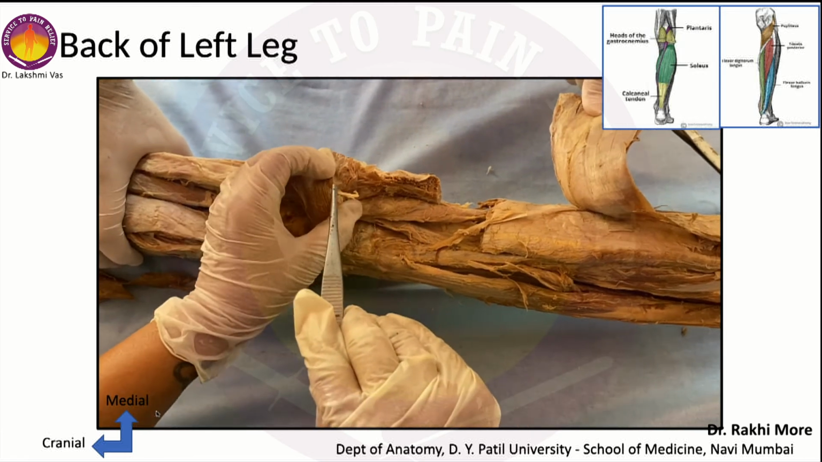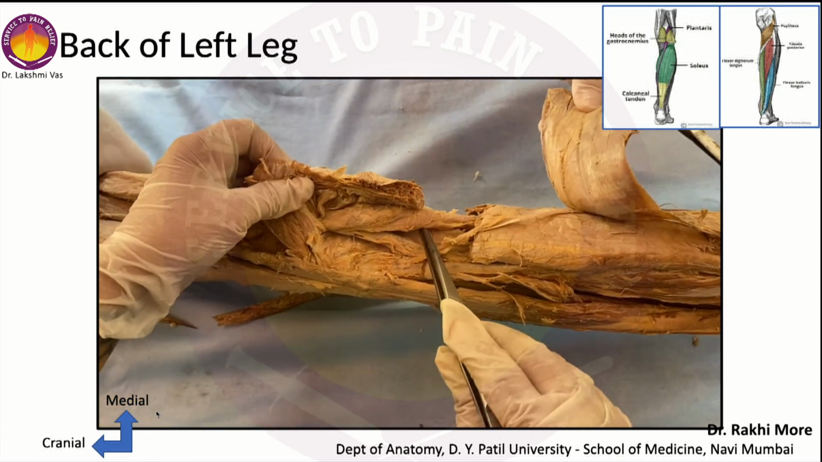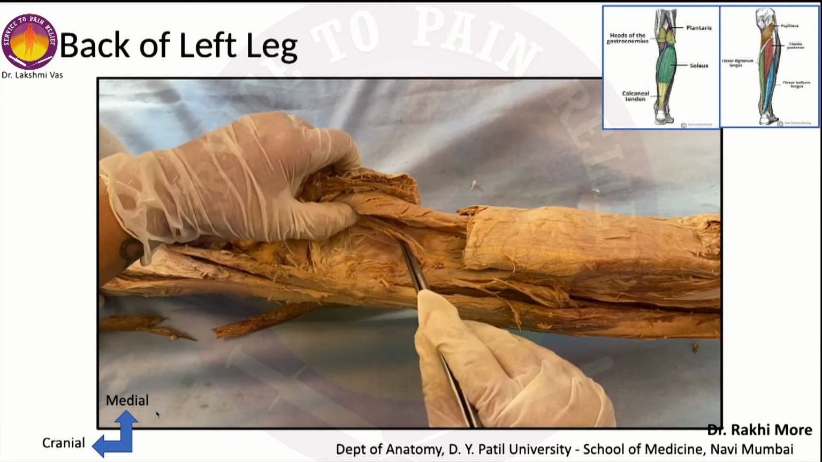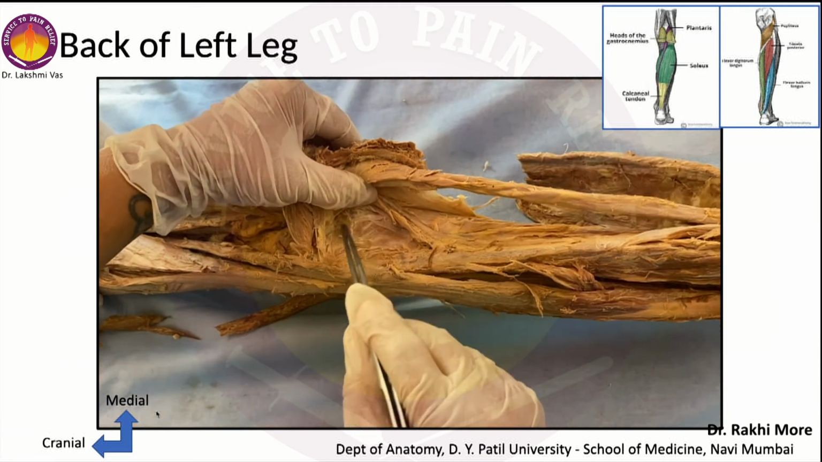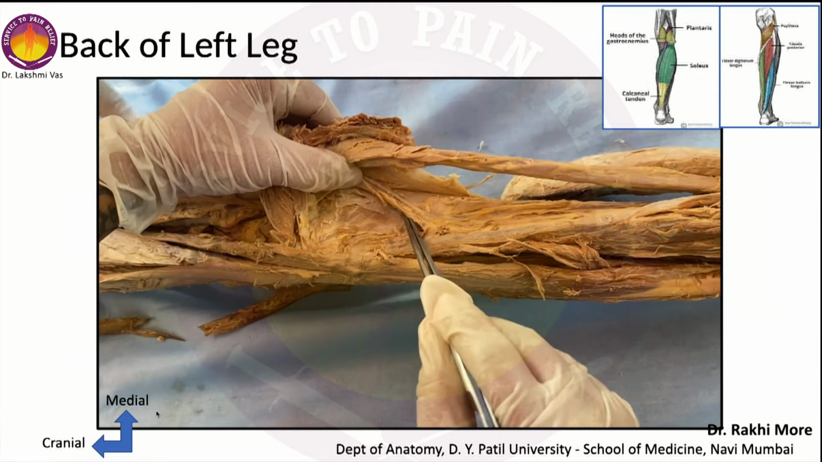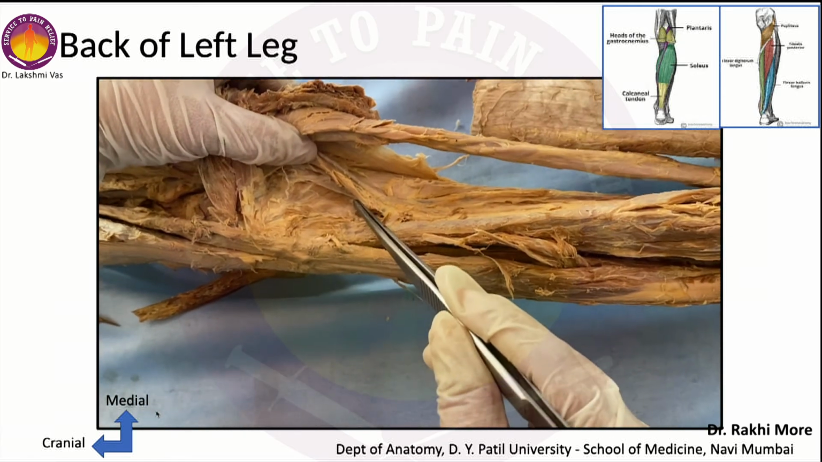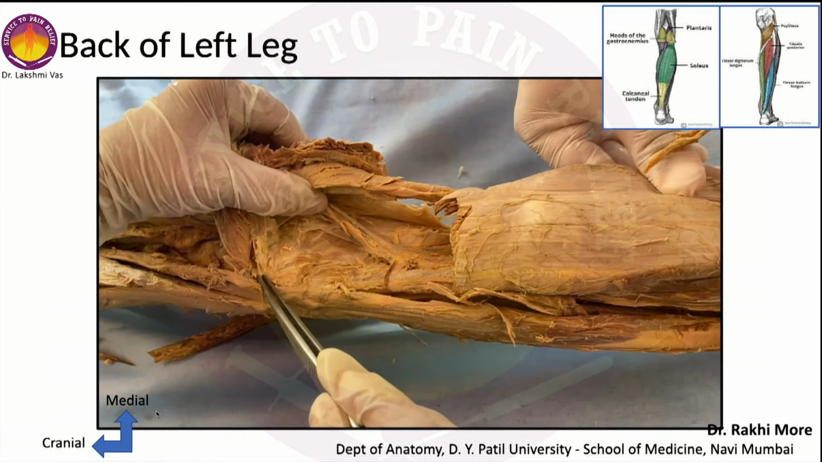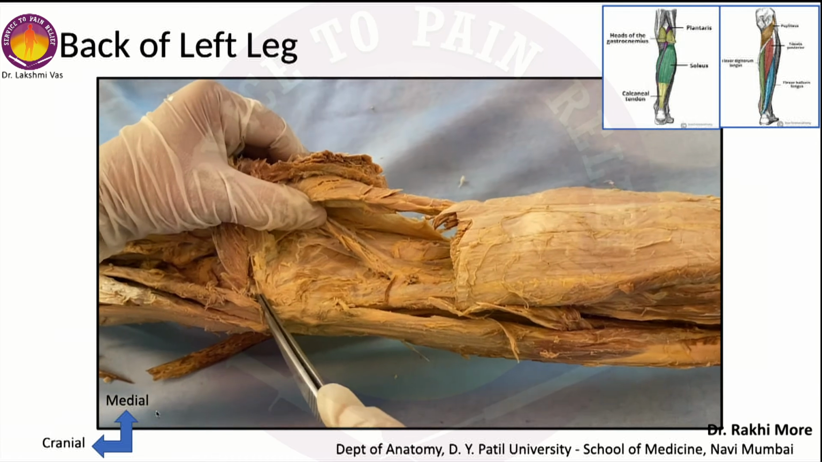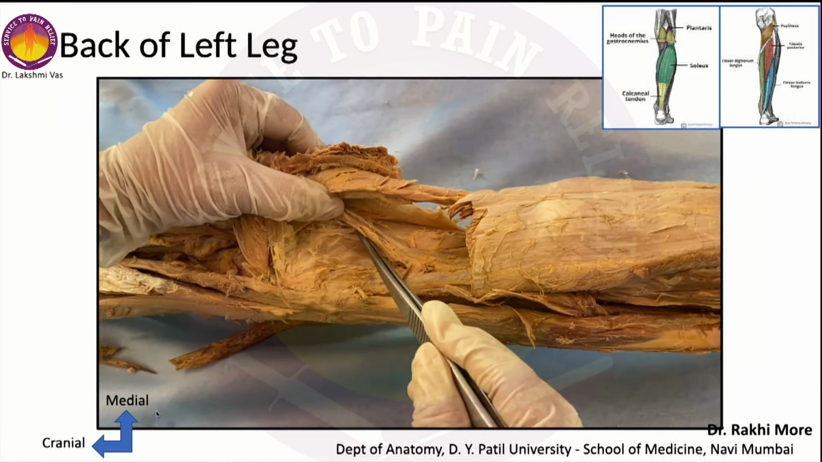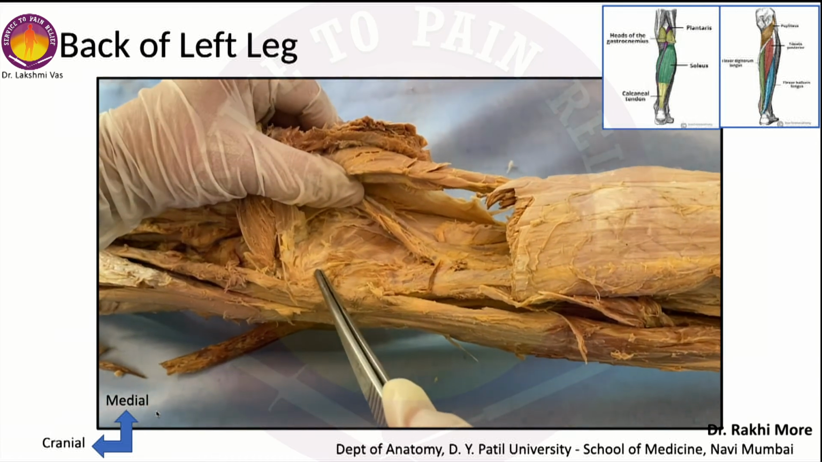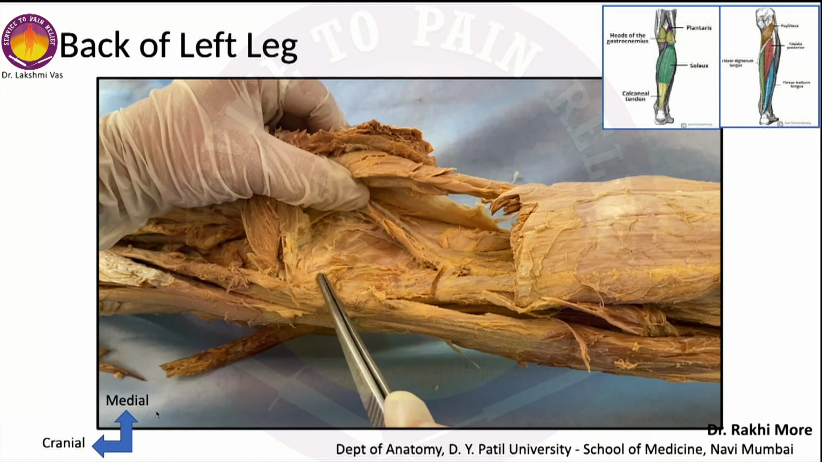Once we reflect the plantaris, we can see the popliteus muscle forming the floor of the popliteal fossa. You can see these are the fibers of the popliteus muscle. It takes origin in the form of an intracapsular tendon, and these are the fibers of insertion on the posterior aspect of the tibia.